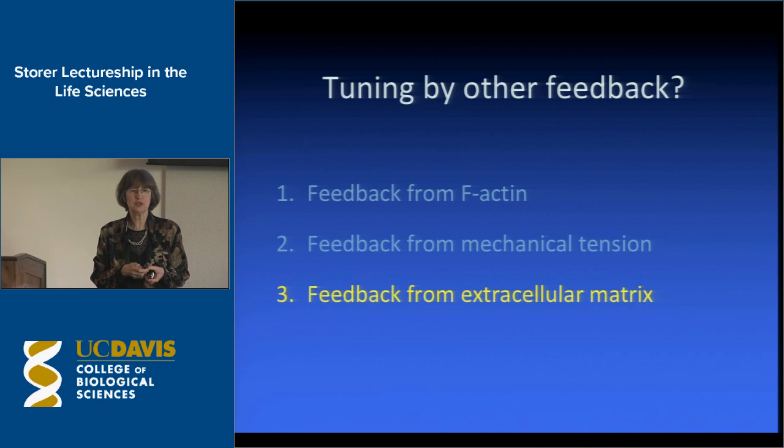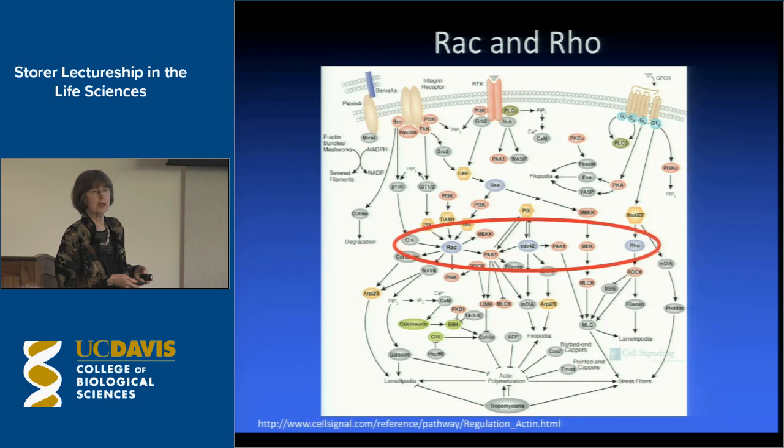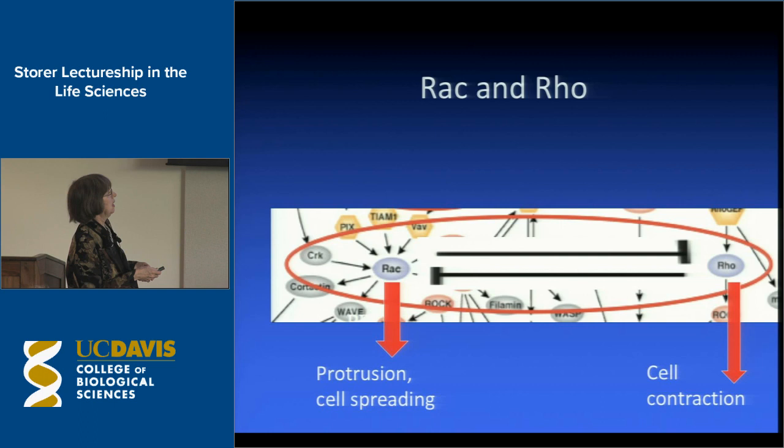Okay, let me tell you about a third vignette, and this has to do with work that was done in collaboration with Andrew Levchenko, and it's about the extracellular matrix. I should mention that in this vignette, we're now looking at two components, RAC and Rho, which have been known to be mutually antagonistic in cells. And a lot is known about the downstream effects.